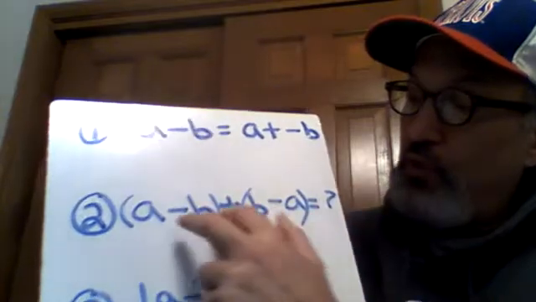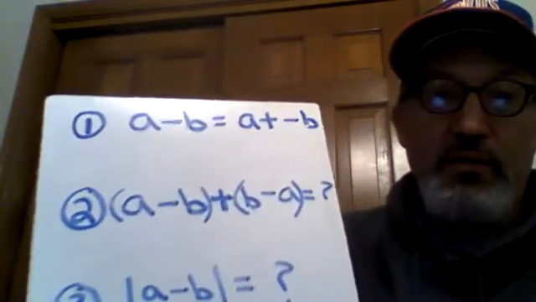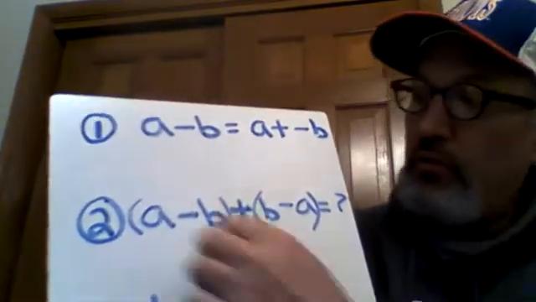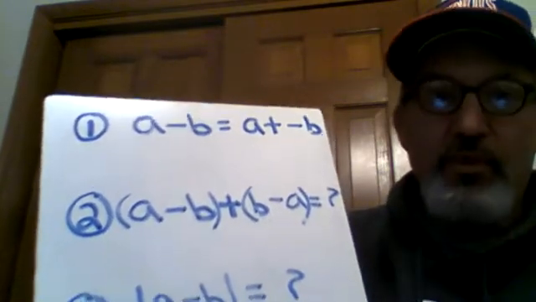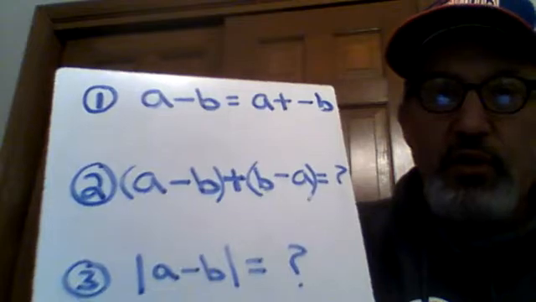What happens when you take A minus B and then add to it B minus A? And of course, what I've done here is reverse the order of the subtraction, right? A minus B here, B minus A here. What happens if you add those two results? That's going to be a question we'll deal with in this video.